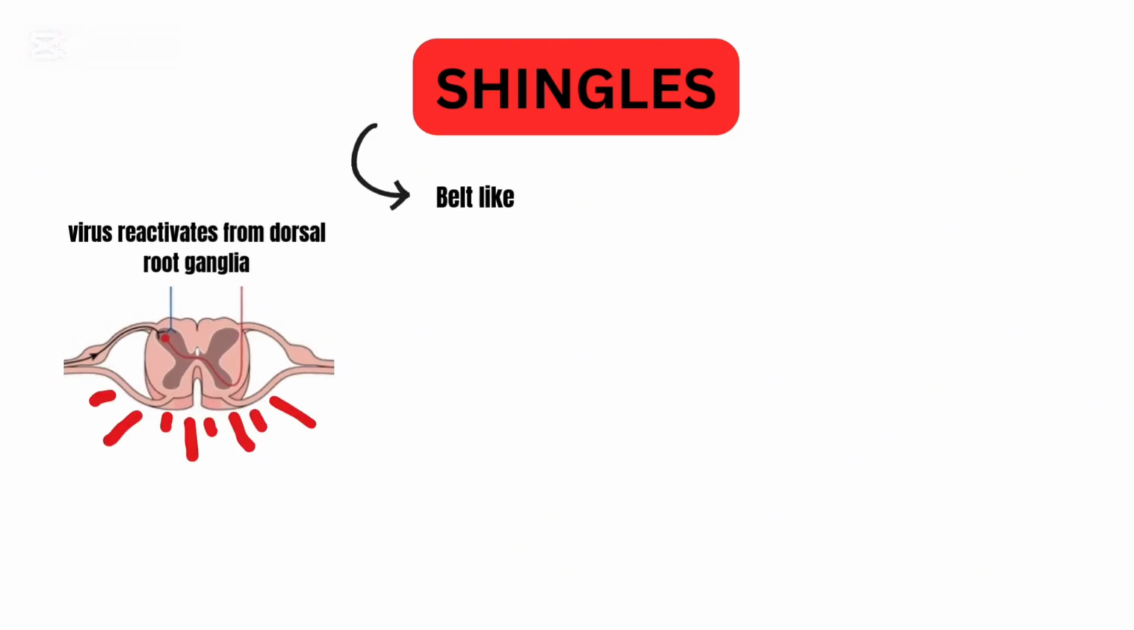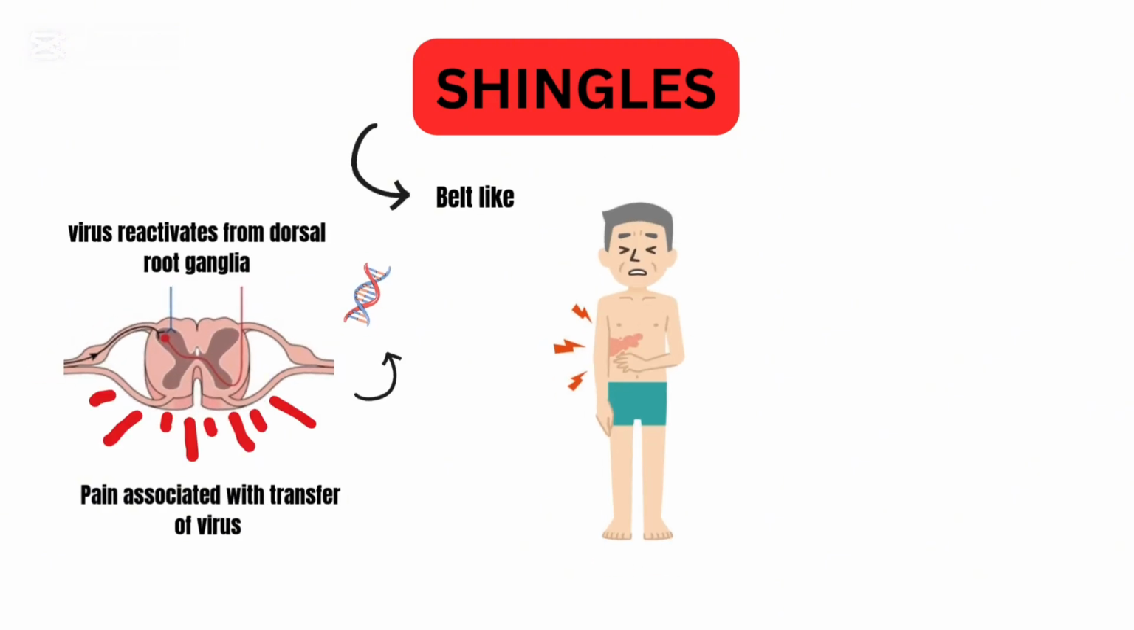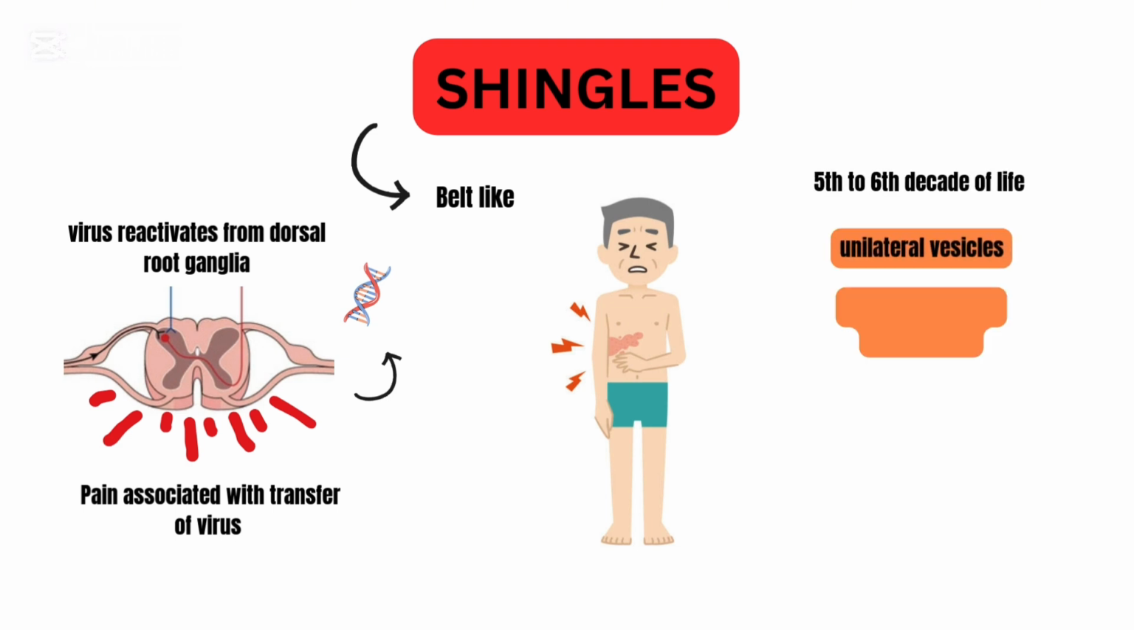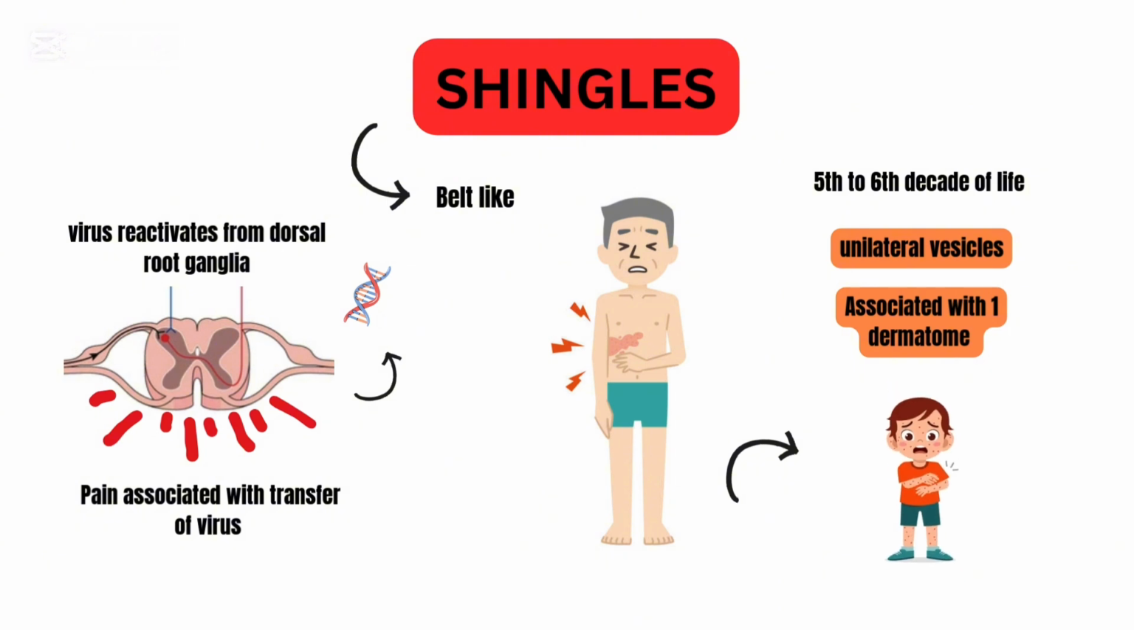Now I'm going to discuss shingles, which literally means belt-like. It is caused by the reactivation of virus from the dorsal root ganglia at a later stage in life. It is very painful and associated with transfer of the virus along the nerves. It is usually seen in the 5th or 6th decade of life. It is characterized by belt-like rash or a unilateral vesicle which is associated with only one dermatome.